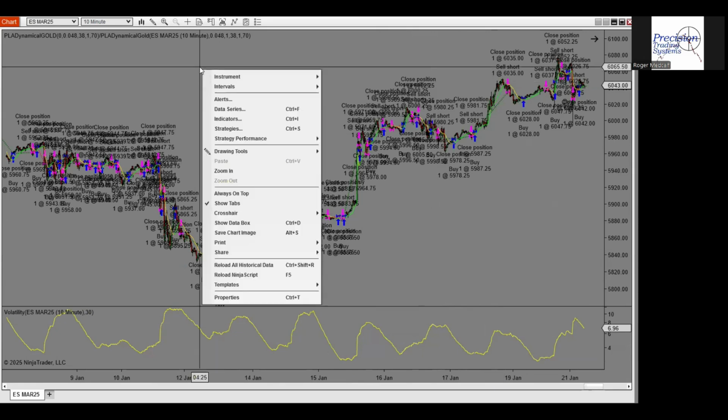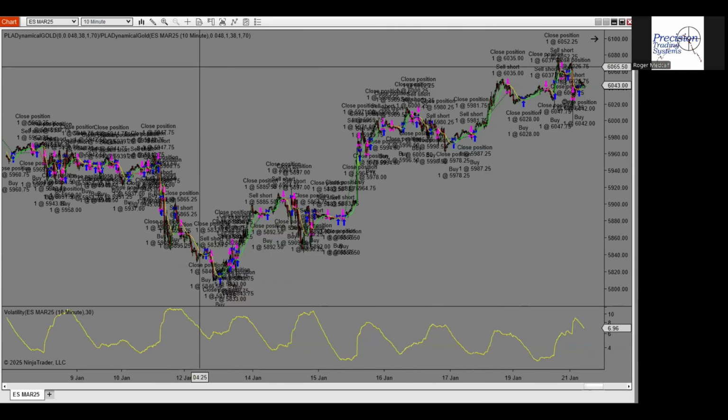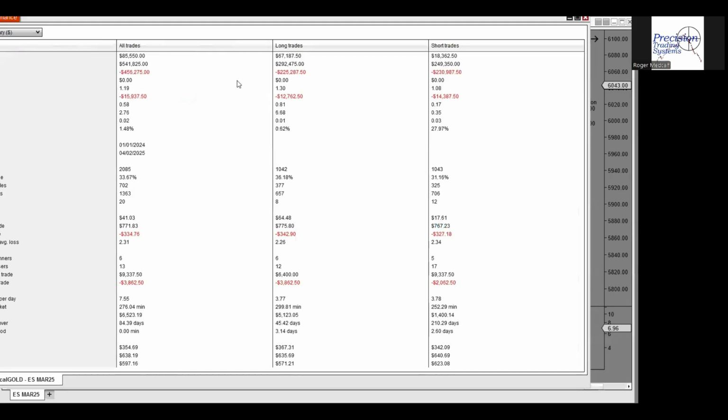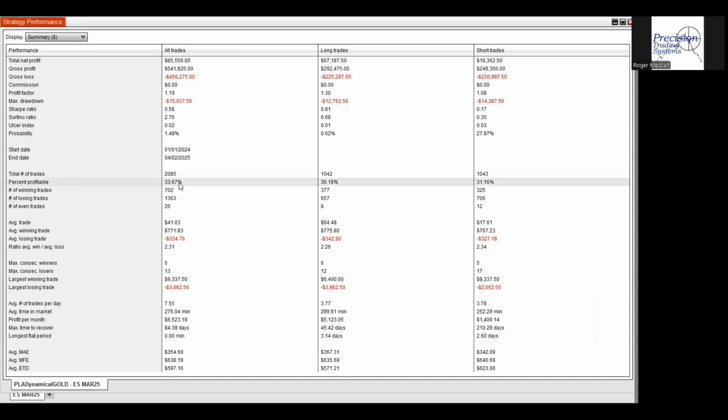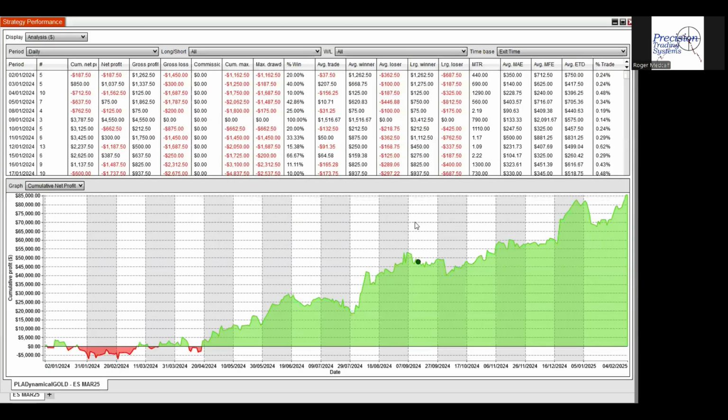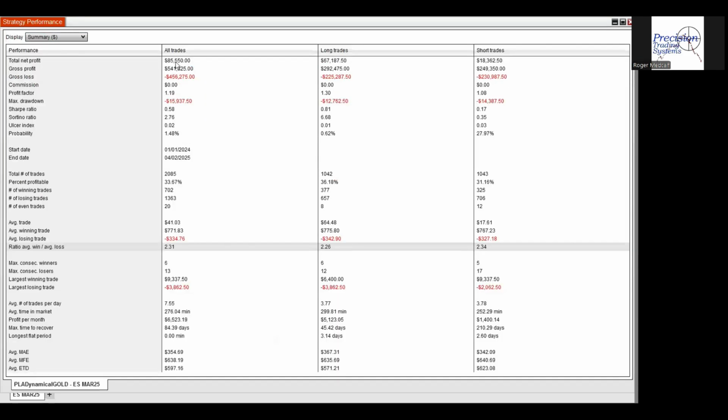And if you look at the equity curve generated by the system, we've got about 33.6% winning trades here and a risk reward ratio of 2.3. And the equity curve is healthy, indicating that it's kind of in tune. The mechanics of the system are working quite well. There's an 85,550 profit going back to the beginning of 2024.